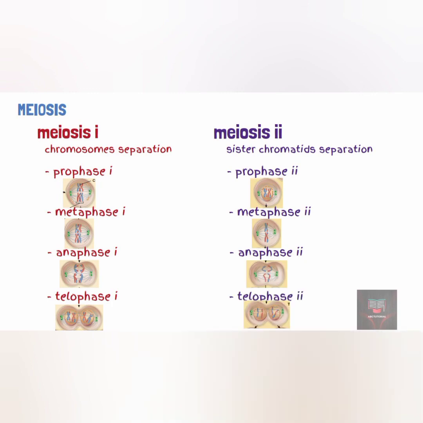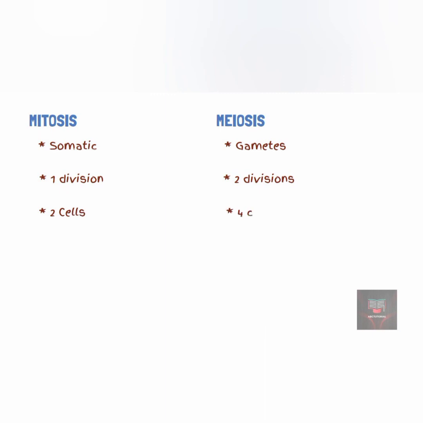The differences between mitosis and meiosis can be summarized below. Mitotic division occurs in somatic cells, while meiotic divisions occur in gametocytes. Mitosis involves only one stage, while meiosis involves two different stages of cell division. Mitosis results in formation of 2 daughter cells, while meiosis results in formation of 4 daughter cells.